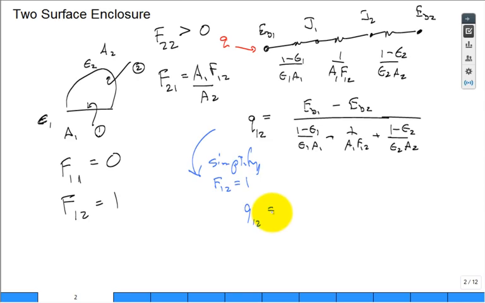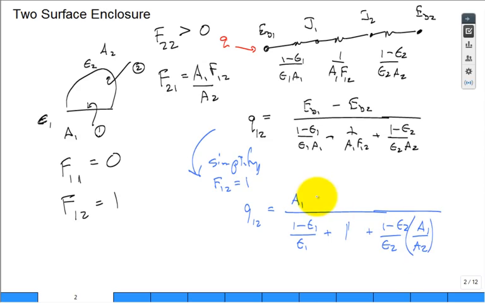Q1 to 2 would be something like, you can bring up the A1, and then you would have (1 minus epsilon 1) over epsilon 1, plus 1, plus (1 minus epsilon 2) over epsilon 2 times A1 over A2. And then we have sigma times (T1 to the fourth minus T2 to the fourth).